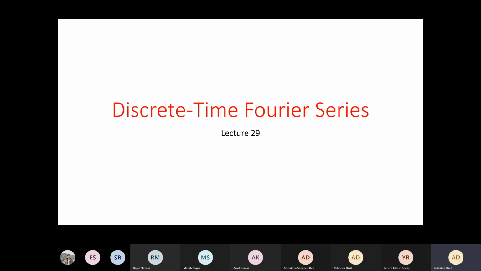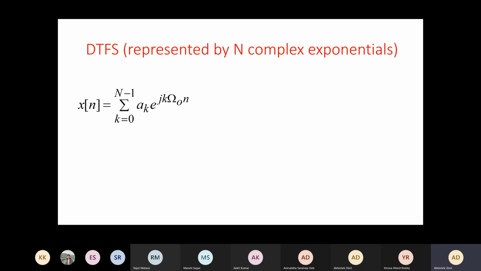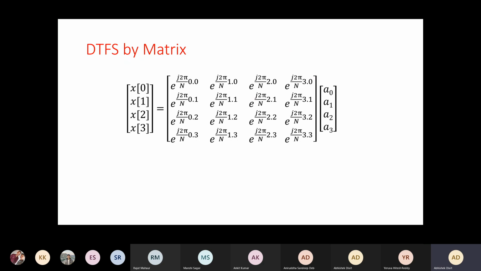Okay, so let's start today's lecture. In the last lecture, we stopped at trying to represent Fourier series using matrices. And we have seen that you can represent Fourier series by using this matrix. If something is unclear, you can just ask.